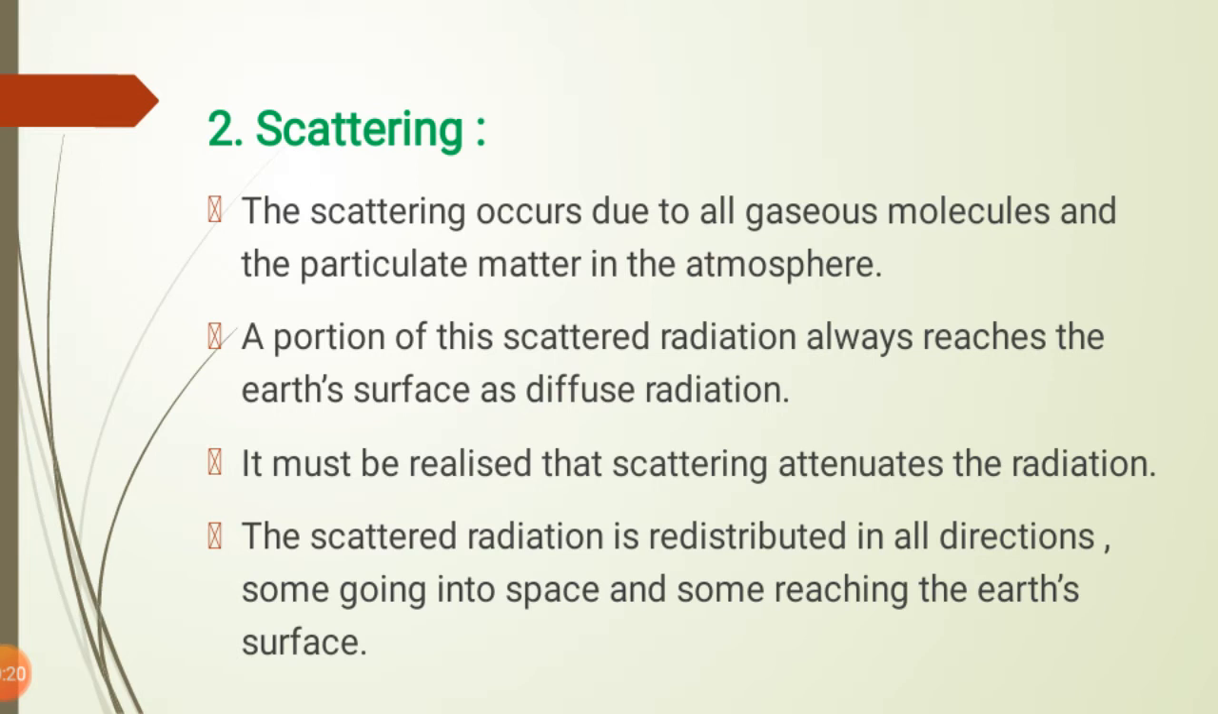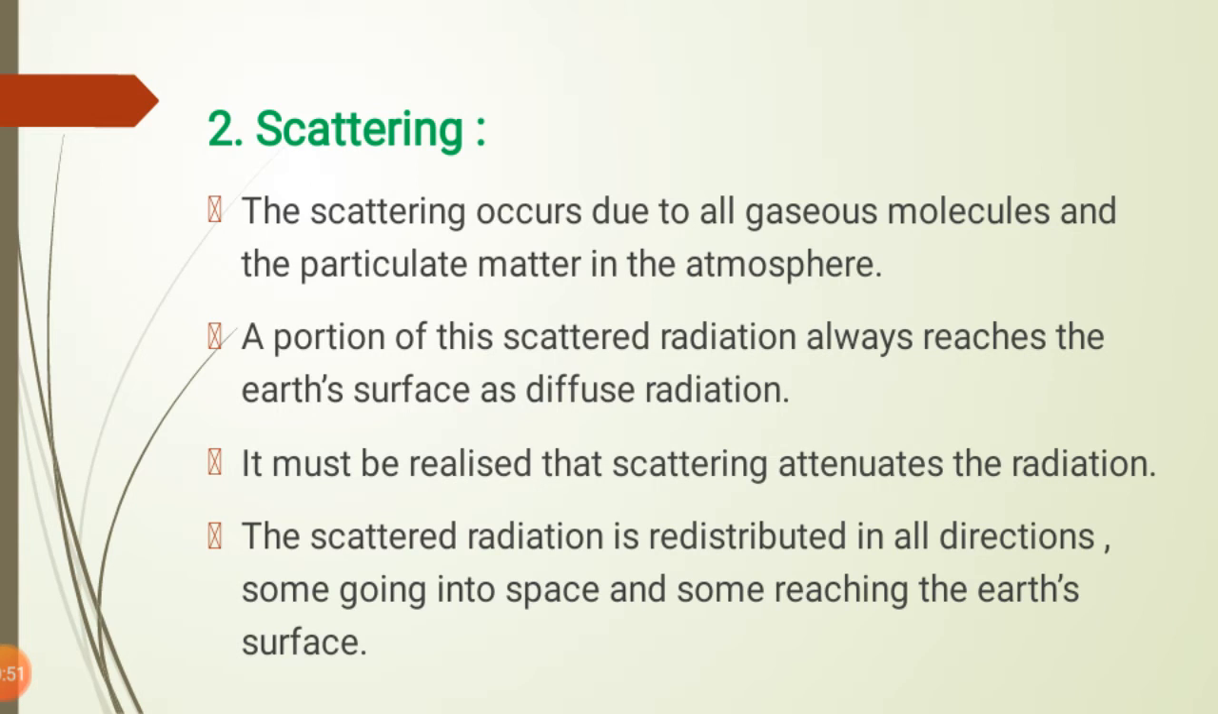It must be realized that scattering attenuates the radiation. That means there is scattering of the radiation from the gaseous molecules and the particulate matter. After that, there is a change of path of the radiation, and it is scattered here and there in the atmosphere. So the intensity of the radiation decreases, so scattering attenuates the radiation.